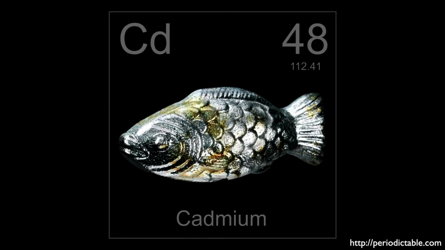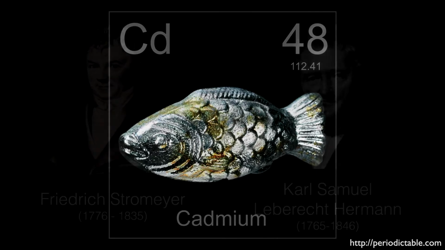Cadmium is the 48th element in the periodic table. Its atomic number is 48 because that's how many protons are in its nucleus. The number of protons in a nucleus determines which element we're talking about.